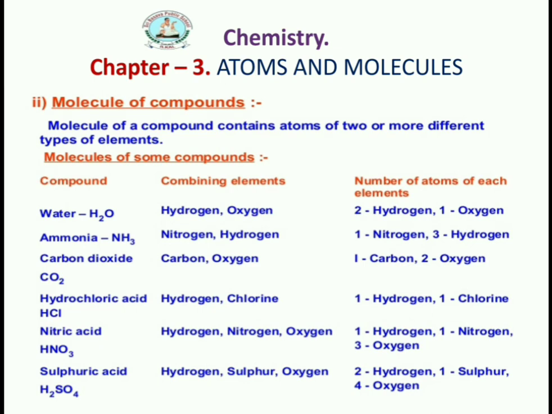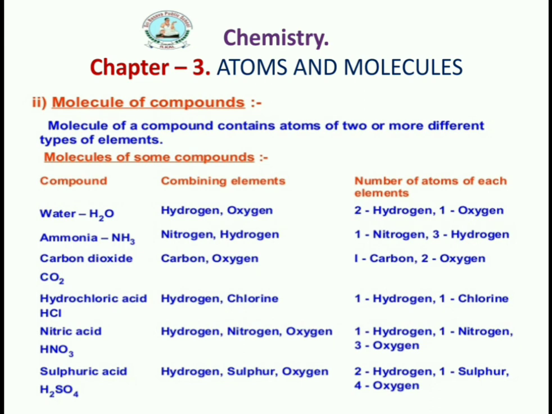Here ammonia, the formula is NH3, and the combining elements are nitrogen and hydrogen. The number of atoms of nitrogen is 1 and hydrogen is 3. See, carbon dioxide, carbon and oxygen, 1 carbon and 2 oxygen. Hydrochloric acid, hydrogen and chlorine, 1 hydrogen and 1 chlorine. If the number is not given in the compound, it should be considered as 1. Okay. Nitric acid HNO3, the combining elements are hydrogen, nitrogen, oxygen: hydrogen is 1, nitrogen is 1, oxygen is 3.